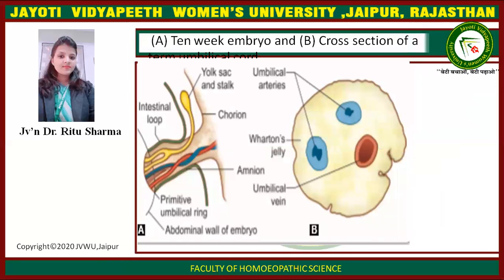This is the 10-week embryo. The first picture shows it, and B shows a cross section of a term umbilical cord. There are one vein and two arteries.